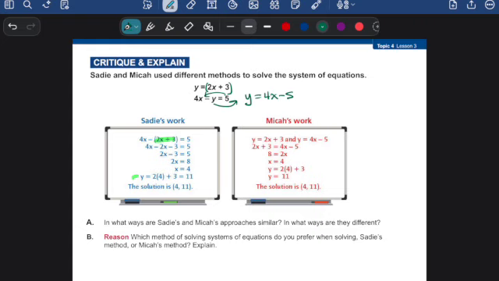So which one would you think would be the best way? They both work, but I would say Sadie's method would be most efficient because you didn't have to manipulate the second equation. You already have substitution set up for you to do. So that's something to keep in mind. You're going to have a choice of which method to do. You want to choose the most efficient method.